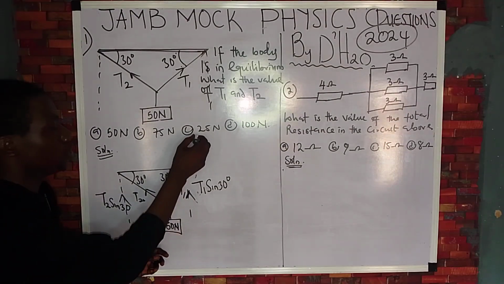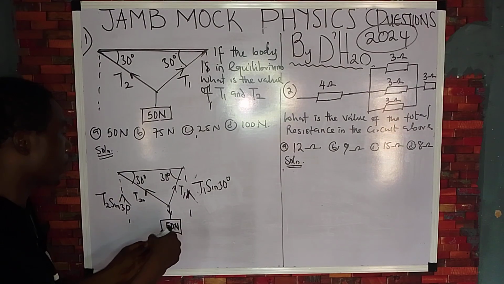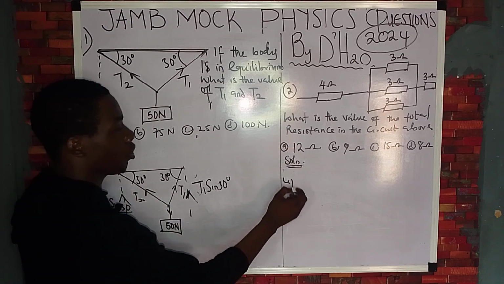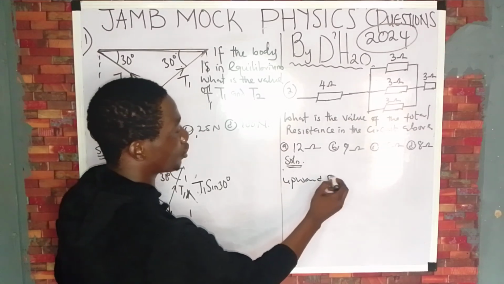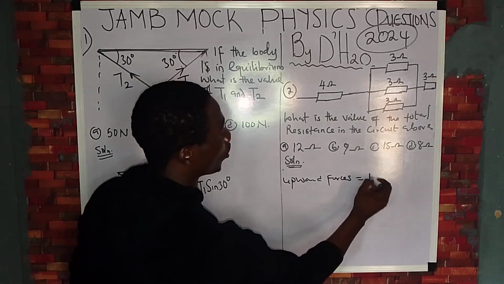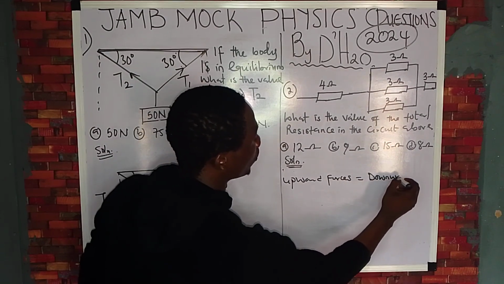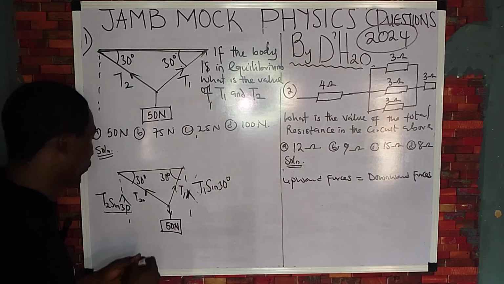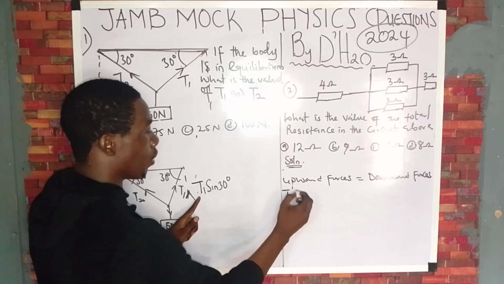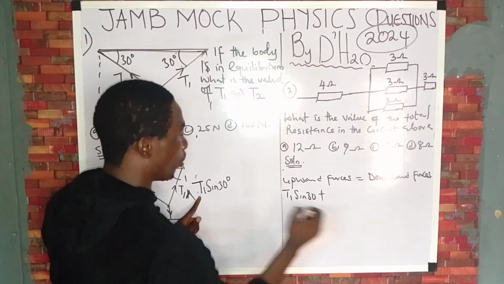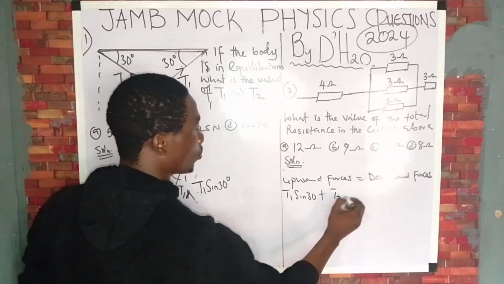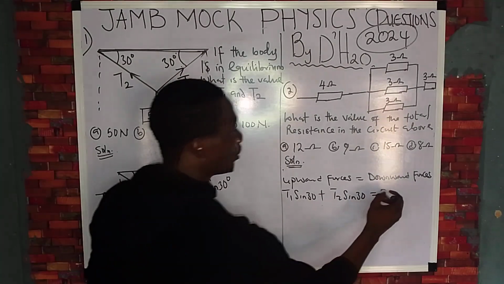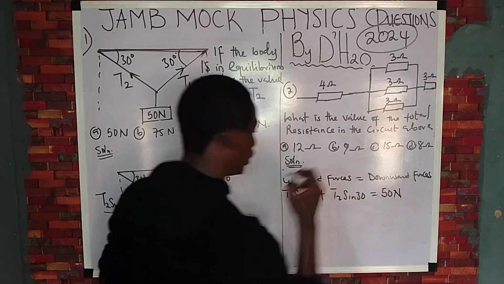So according to the conditions for a body to be in equilibrium, remember your sum of upward forces must be equal to downward forces. Please take note of that. And what are the two upward forces? The two upward forces are your T1 sine 30 plus your T2 sine 30. And that will sum up to give us a downward force, which is 50 Newton.